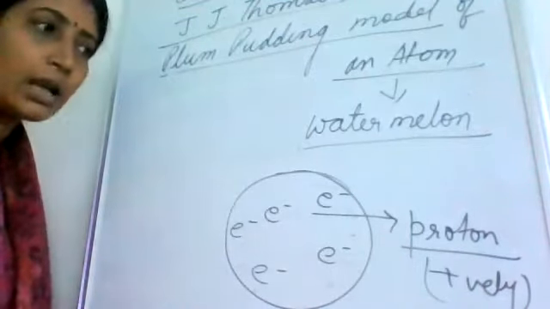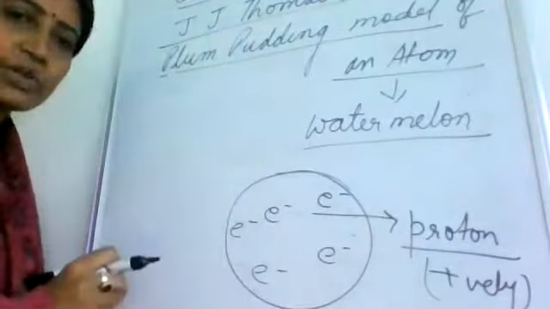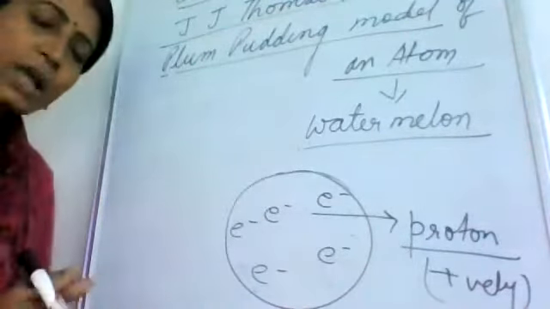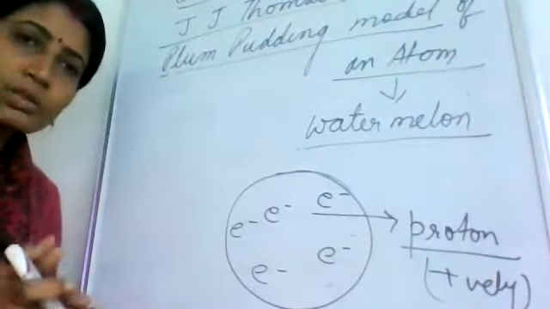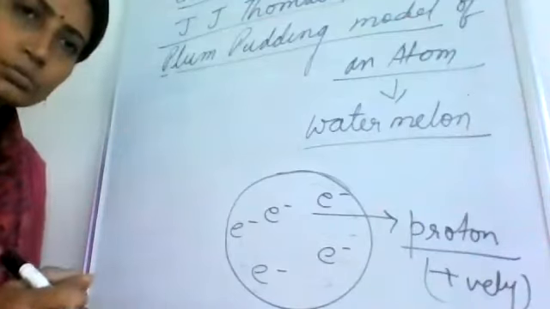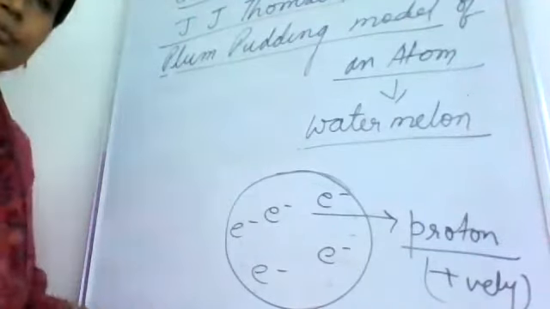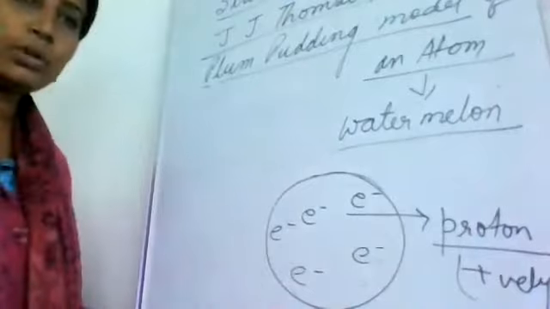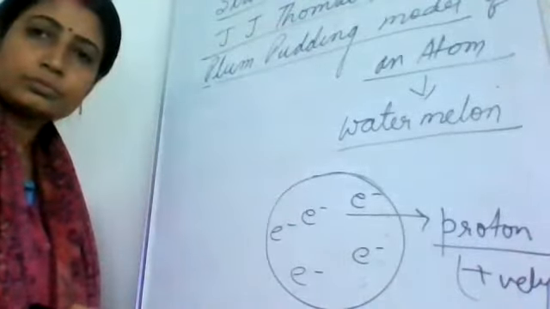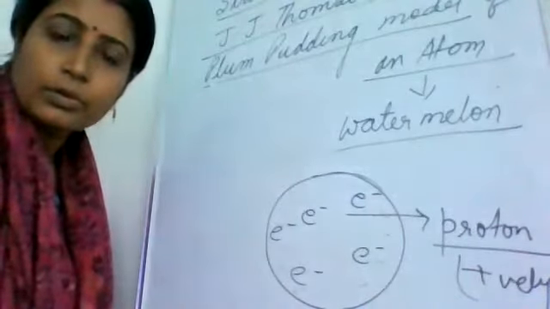Now, when he said that the entire sphere is positive charge and negatively charged electrons are scattered, that will mean there is a possibility that protons will be more than electrons. Do you think so or not?